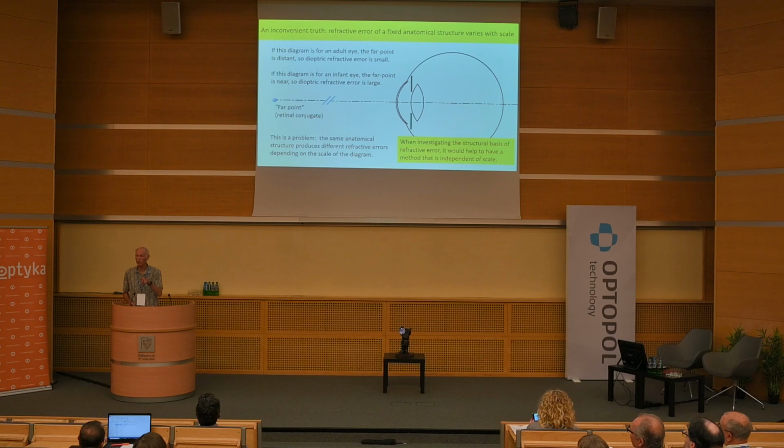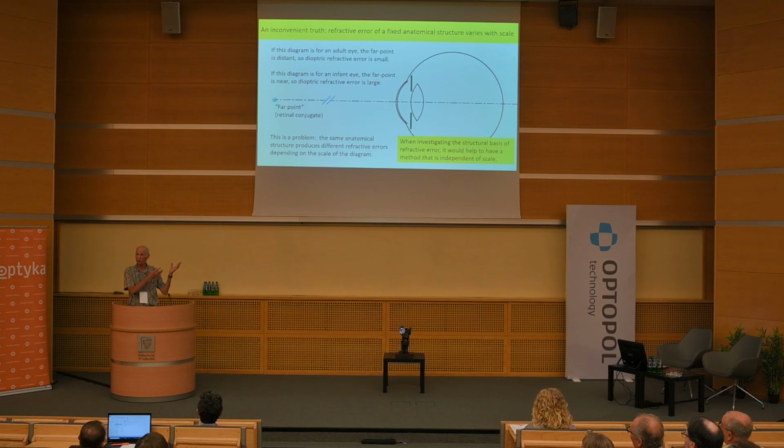All right, I will finish with one further point I really need to make. It's a kind of inconvenient truth, and that is that the refractive error of the eye varies with scale. There's a very important thing missing from this figure. It's laid out the structure of the system beautifully, but there's no scale bar. You don't know if this is a small eye or a big eye, right?